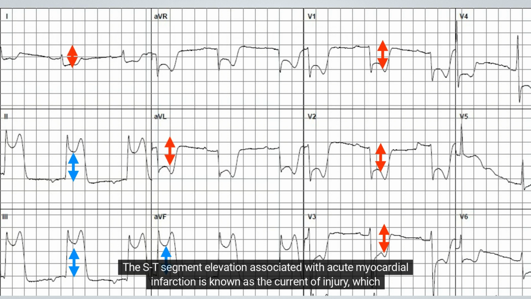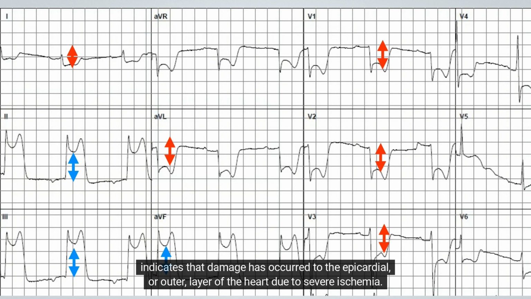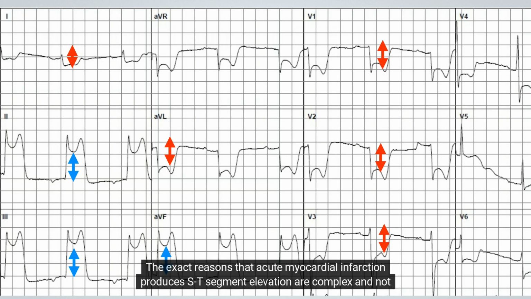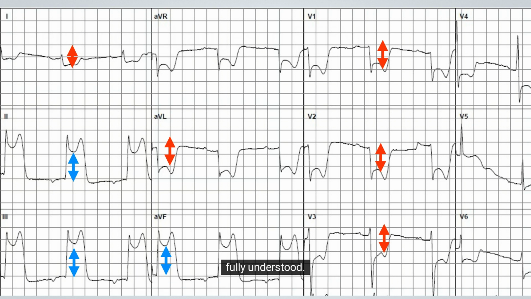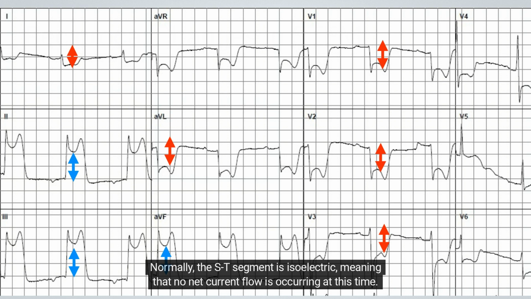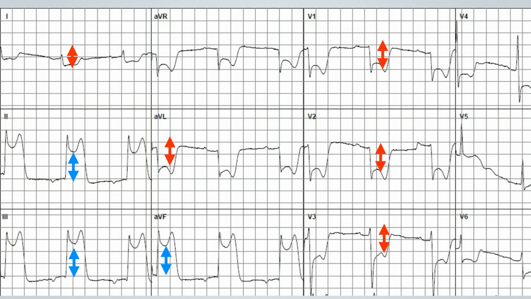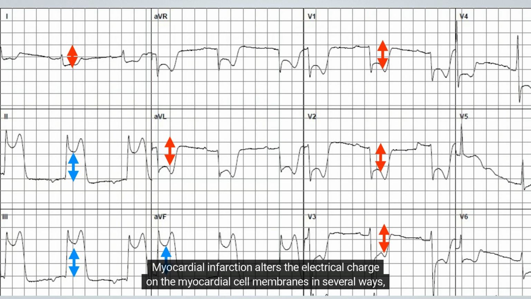The ST segment elevation associated with acute myocardial infarction is known as the current of injury, which indicates that damage has occurred to the epicardial or outer layer of the heart due to severe ischemia. The exact reasons that acute myocardial infarction produces ST segment elevation are complex and not fully understood. Normally, the ST segment is isoelectric, meaning that no net current flow is occurring at this time. Myocardial infarction alters the electrical charge on the myocardial cell membranes in several ways, resulting in abnormal current flow or current of injury, which then produces ST segment deviations.